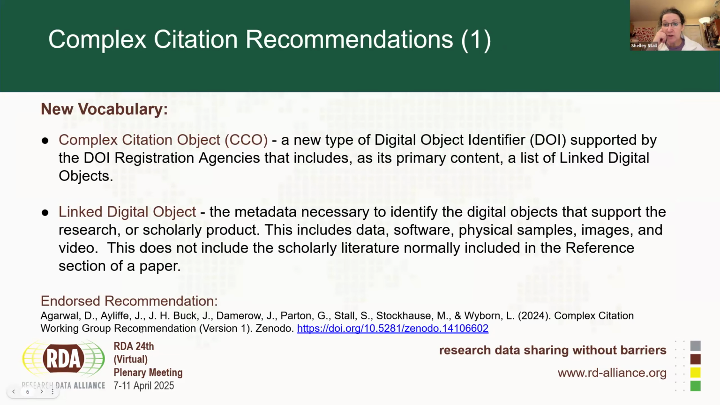So we have some new vocabulary that we've introduced in the recommendations. I've already talked to you about the complex citation object, the CCO. We haven't yet worked out all the details with DataCite, but it will be a type of DOI. It will look really similar to a collection, but the difference between a complex citation object and a collection is that in a complex citation object, the children get attribution, and in a collection, the collection gets the attribution. That's the difference, and it's a very important difference.